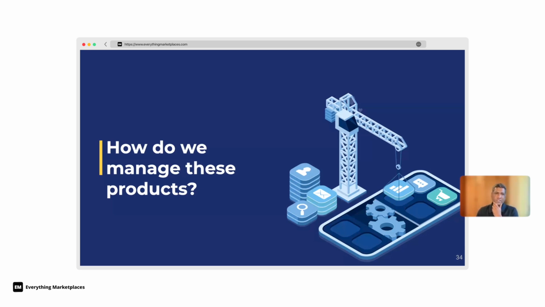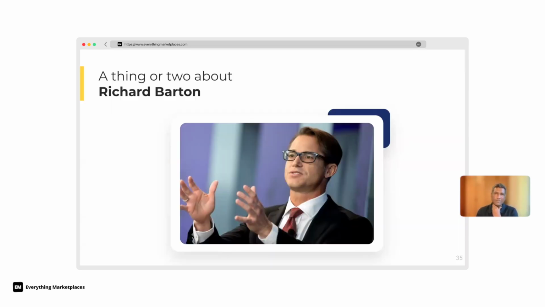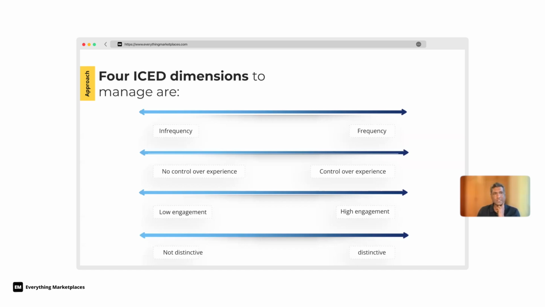So how do we manage these products? Richard Barton, the guy who's come time and again and created these products, has done some brilliant playbooks within these products: Glassdoor, Expedia, Zillow. So there's a lot to learn from him in terms of how he has managed these products. So quickly, these 4 dimensions, based on where you're mapping out your product, if you're on the left, you need to move towards the right. That's the flow that you're going to go through. So if your product is extremely infrequent, move towards that of the frequency there. You don't have much control over experience, bring in a bit of control over experience or close the loop with your customers. If it's low engagement, dial up the engagement. If it's not distinctive, go towards the distinctive part.